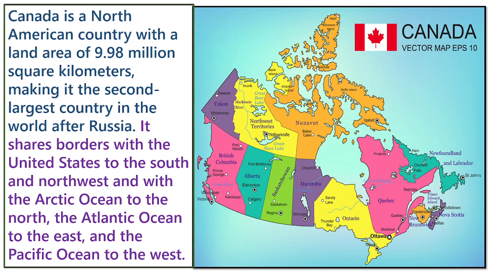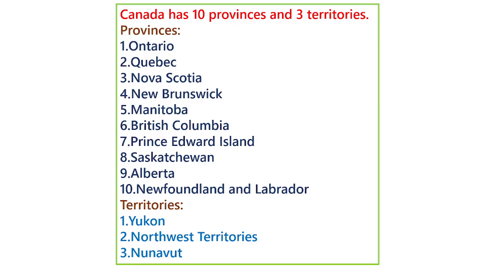International geography of Canada. Canada is a North American country with a land area of 9.98 million square kilometers, making it the second largest country in the world after Russia. It shares borders with the United States to the south and northwest and with the Arctic Ocean to the north, the Atlantic Ocean to the east, and the Pacific Ocean to the west. Canada has 10 provinces and 3 territories.